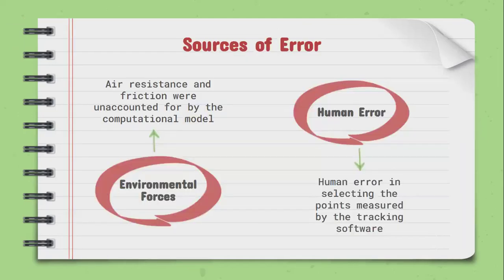Those error sources are going to be environmental forces and human error. The system is the object and the surroundings is everything around it. Those surroundings have forces that are acting on the object. So air resistance and friction are there in the real world, and our computational model unfortunately can't account for those. There also could be human error when using the tracking software and selecting those points. There could be slight discrepancies in the distances.